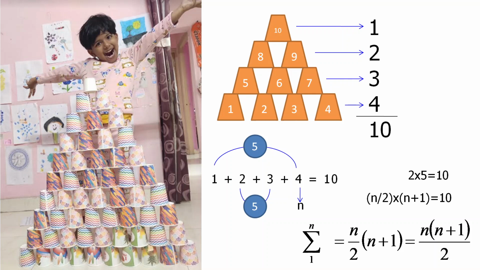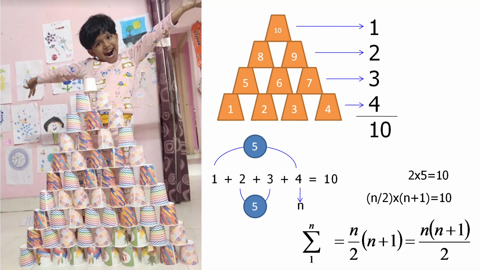So I have done this for, say, even numbers: 1, 2, 3, 4. So I have 4 layers, an even number of layers, in my tower. Does this formula hold good for an odd number of layers? If, say, n is equal to 5, what will happen?